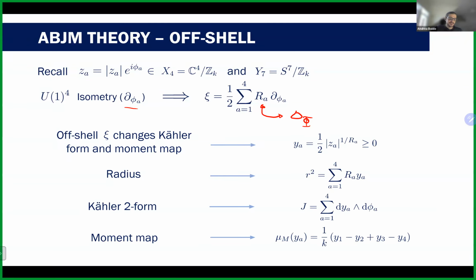If you go off shell, then this will also change your Kähler form and your moment map. But there's a convenient set of coordinates that we can introduce, which are these Y_A, and this will simplify our expressions a lot. Each Y_A is related to each Z_A in this particular way. The important thing is that these will all be positive because they are moduli of something. Then you have various expressions: your radius will be this thing here, your Kähler form will be this, and your moment map is similar to what we had before, but in terms of the Y, it is even simpler.